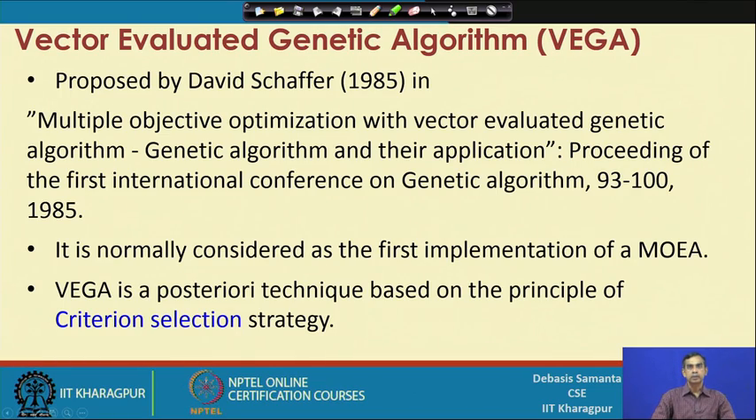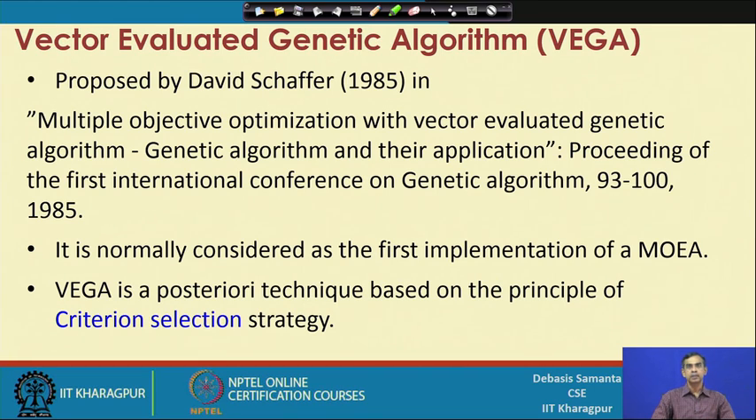Now, this approach was first proposed by David Schaffer in 1985. He reported the approach with the title multi-objective optimization with vector evaluated genetic algorithm and their application. It was published in the proceedings of the first International Conference on Genetic Algorithms in 1985. It is the same proceedings where the first approach on lexicographic ordering was also proposed.